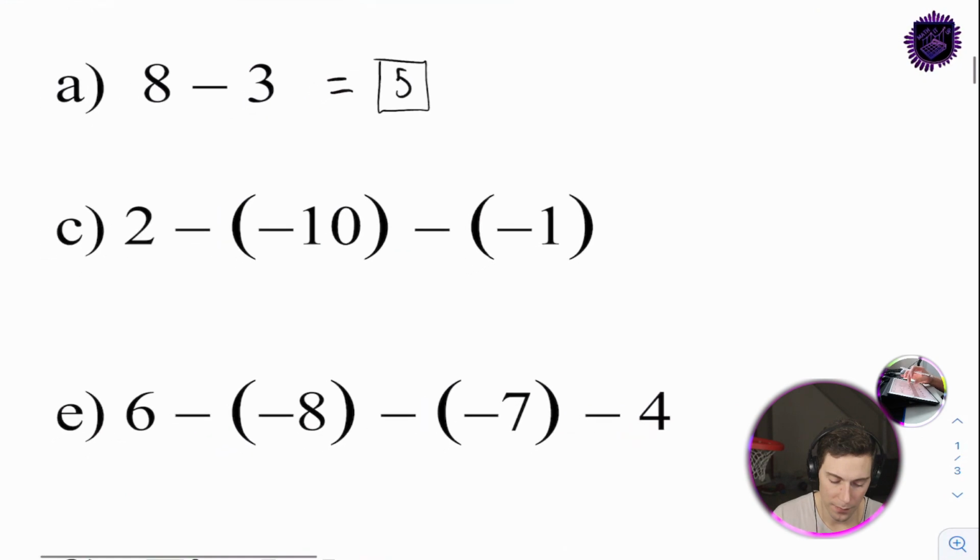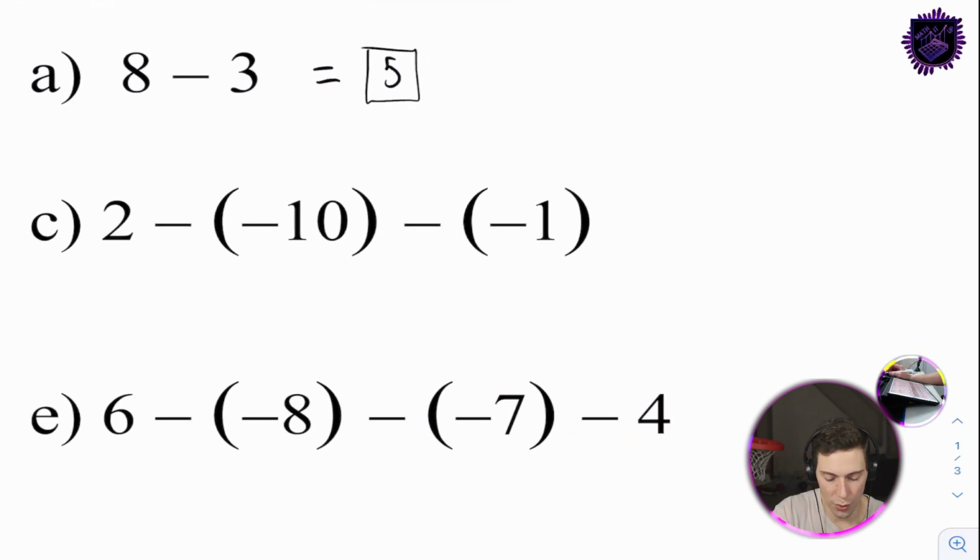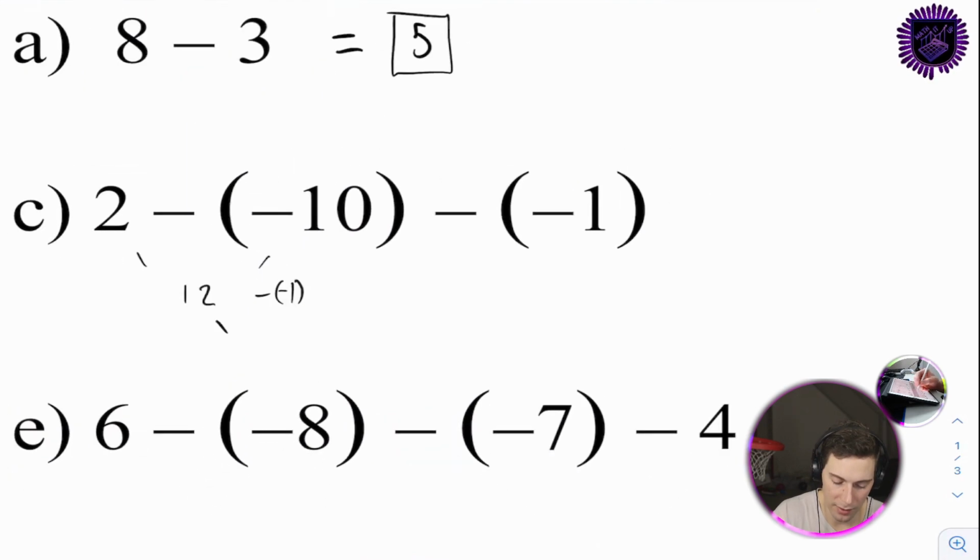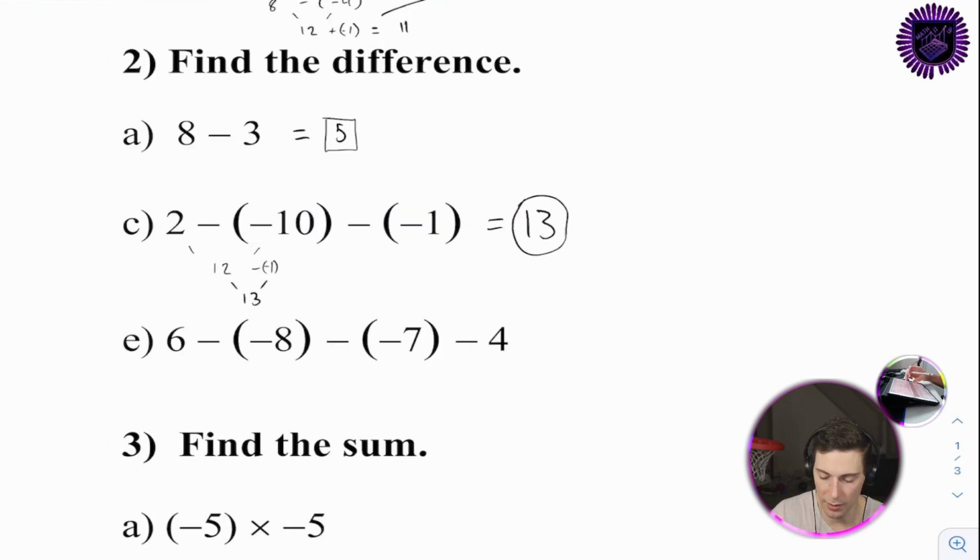Okay, so 2 minus -10. Minus a negative again. Less negative is the same as more positive or addition. So we're going to add these two together to make 12. And we are going to then minus -1, which again, minusing a negative is the same as adding a positive. 13, this is going to be 13, and that'll be my answer.